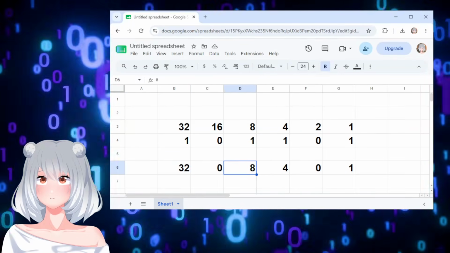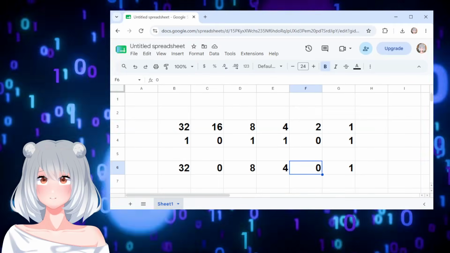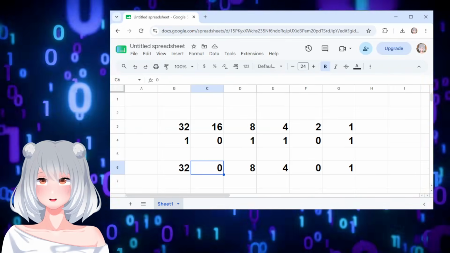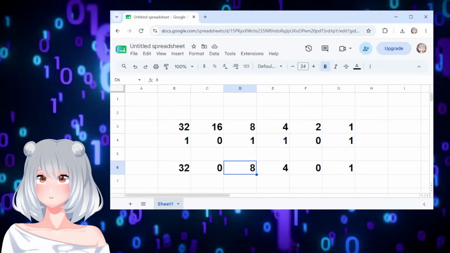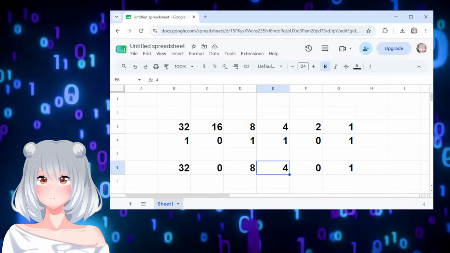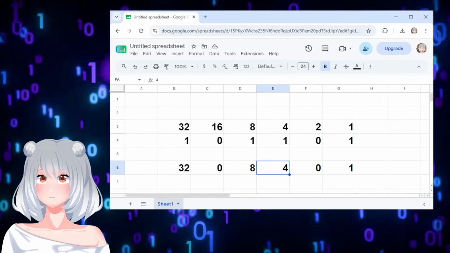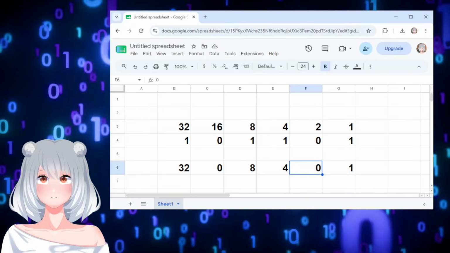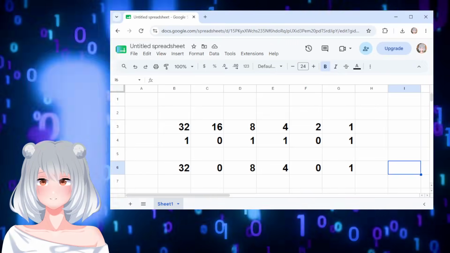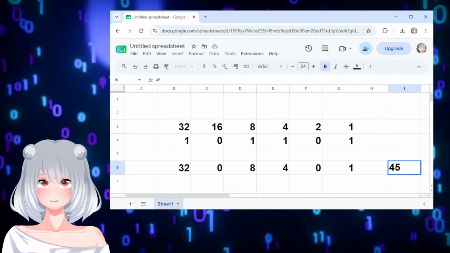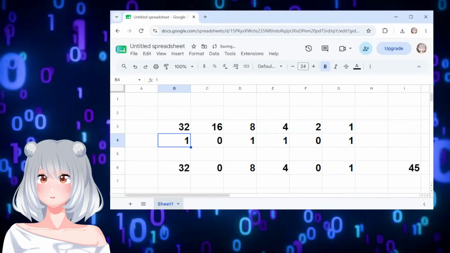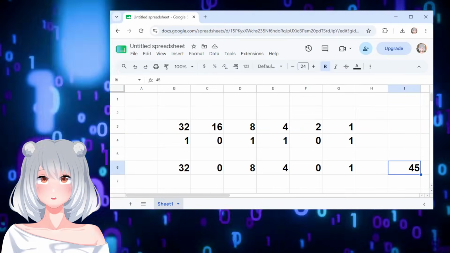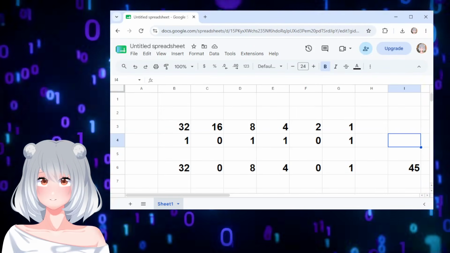So now you're probably saying, now what do I do with these? That's real simple. All you have to do is add them up. So 32 plus 0 plus 8, so 32 plus 8 is 40, plus another 4, so that was 40, plus 4 brings us to 44, plus 0, still at 44, plus 1 is 45. So the number 101101, it's just the number 45.